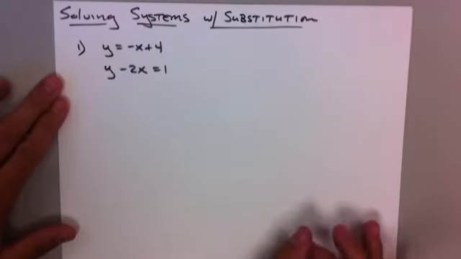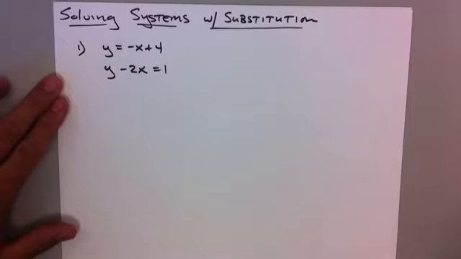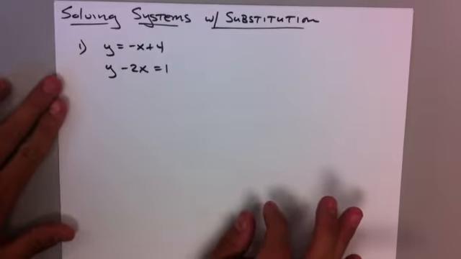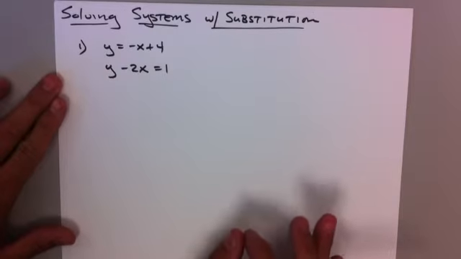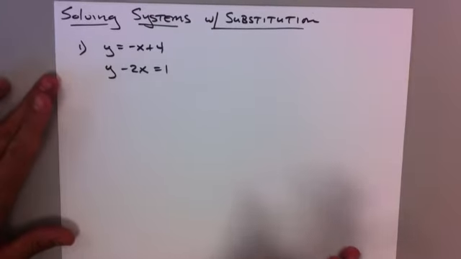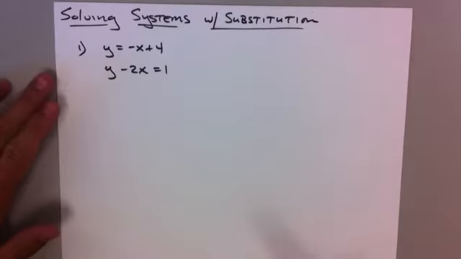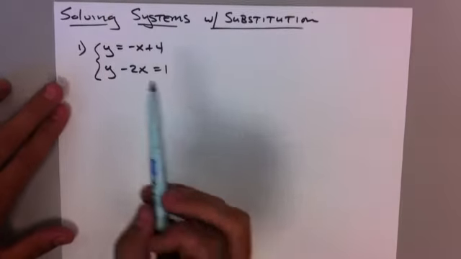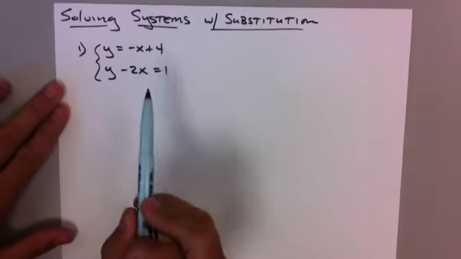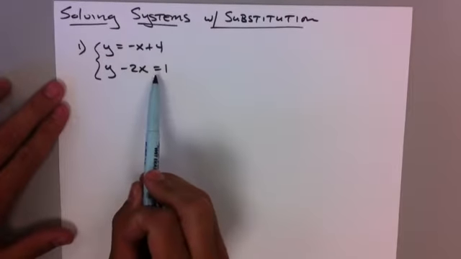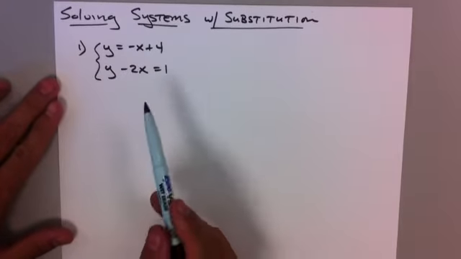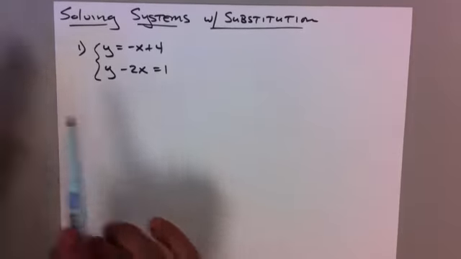Now substitution, we all know what to substitute means, is to replace. Well, when we solve a system using substitution, that's exactly what we're going to do. We're going to replace one of our variables with another equation. So for instance, you notice here in this system, we have one that says y equals negative x plus 4, and then we have y minus 2x equals 1. Well, it would be nice if I could replace one of my variables with something.